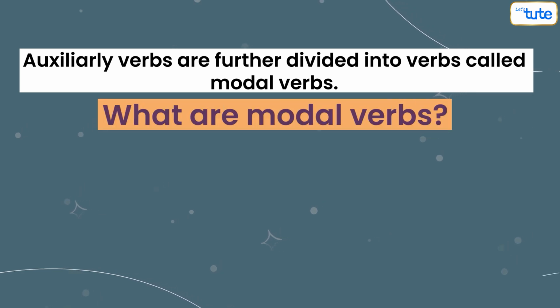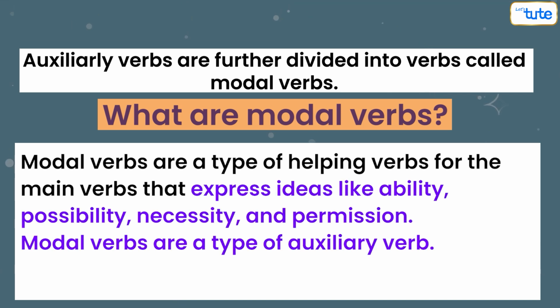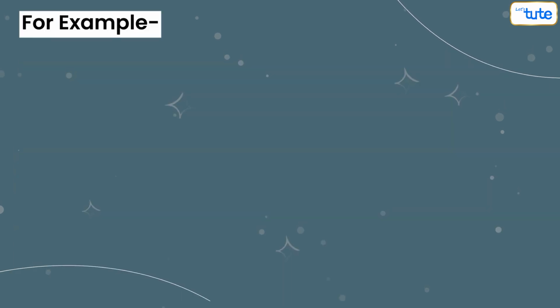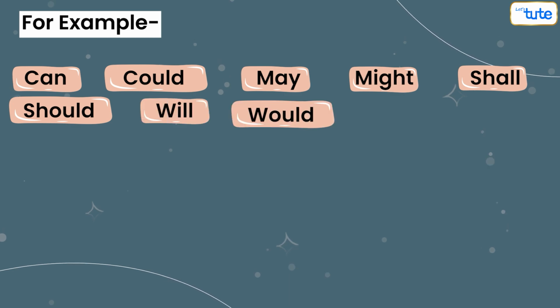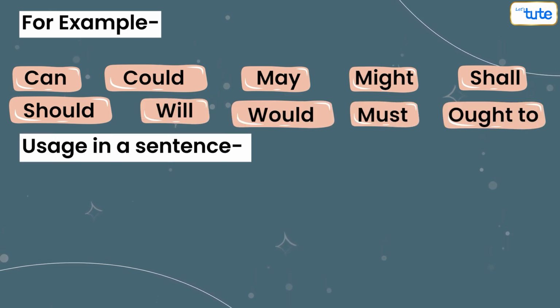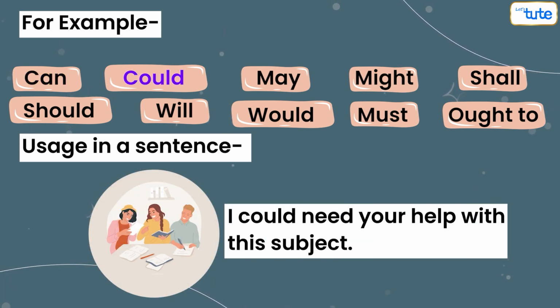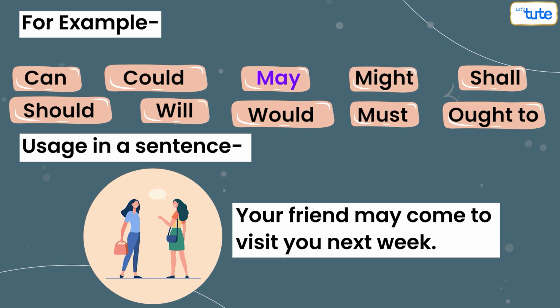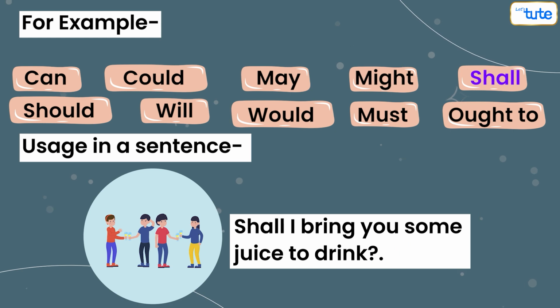What are modal verbs? Well, modal verbs are a type of helping word for the main verb that express ideas like ability, possibility, necessity, and permission. Modal verbs are a type of auxiliary verb. Here are examples: can, could, may, might, shall, should, will, would, must, ought to. Usage in a sentence: I can go today. I could need your help with this subject. Your friend may come to visit you next week. I might stay late at night. Shall I bring you some juice to drink?